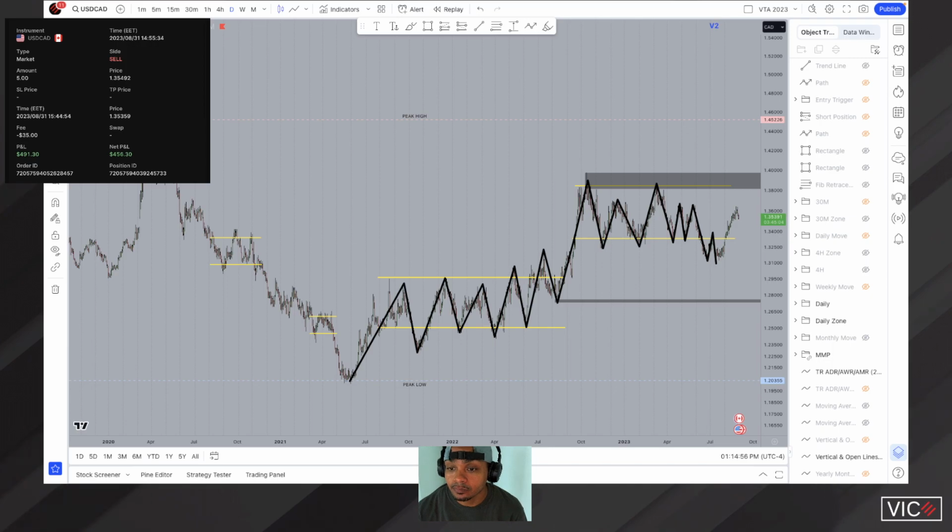Quick breakdown of USD CAD trade from this morning. Top to bottom is just for you. It's not to be posted on social media or anything. It's just for you guys.